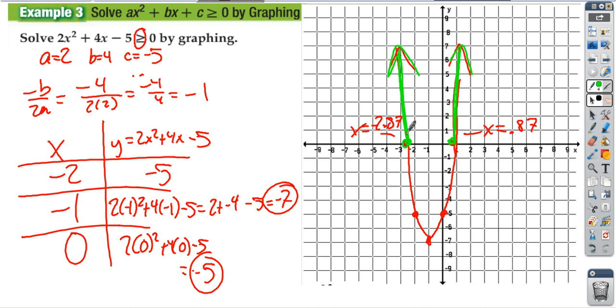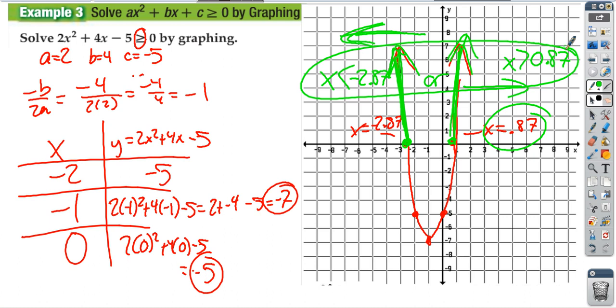Well, notice that this line right here is kind of moving to the left. It's not only going up, but it's also drifting to the left. So that means x is going to be less than negative 2.87. Going to the left means numbers that are smaller or more negative. So x will be less than negative 2.87, or going this way, we're going to the right of that number. That means places where x is greater than 0.87. So that is our solution. x is less than negative 2.87 or greater than 0.87.